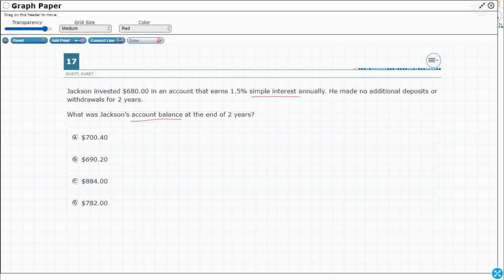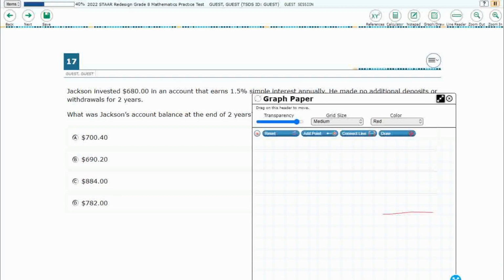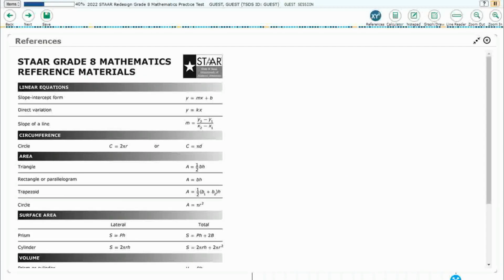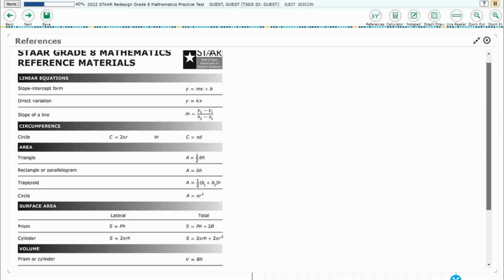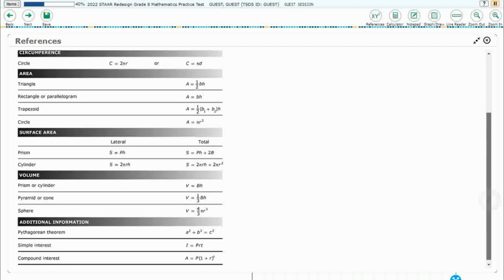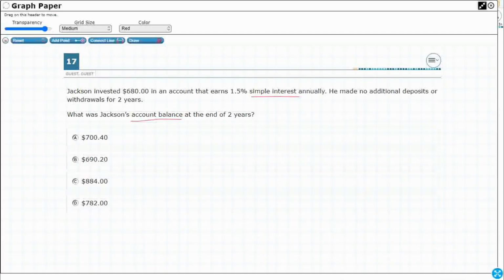So how do we calculate simple interest? Well, if we forget, we go to the references right up here, go all the way down to the very bottom, and you see right there, we have the Pythagorean theorem, the simple interest, and the compound interest in additional information. We want that second one, simple interest. I equals PRT. Seems pretty simple. Just multiply 3 things. So we want I equals PRT.